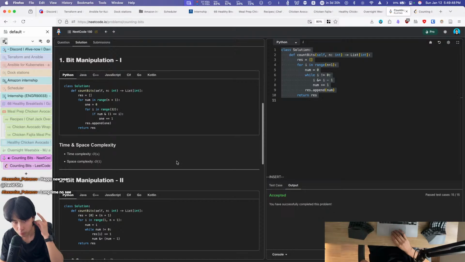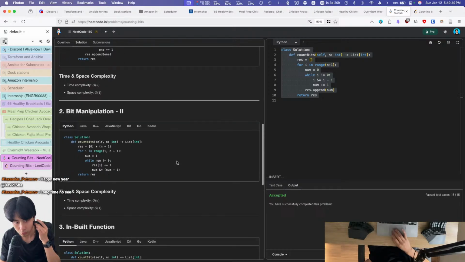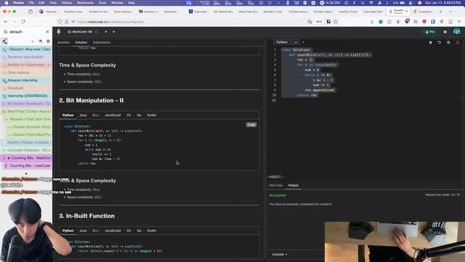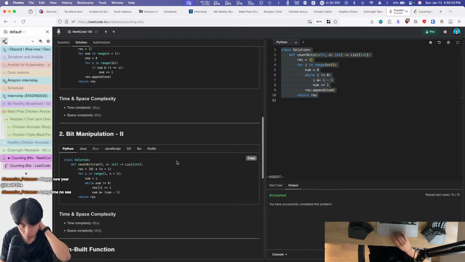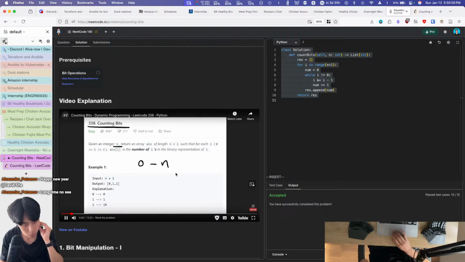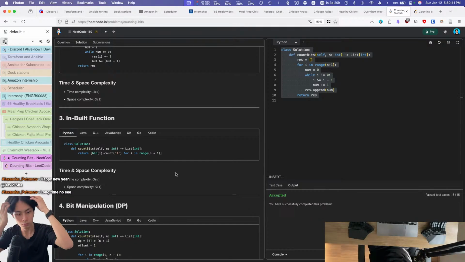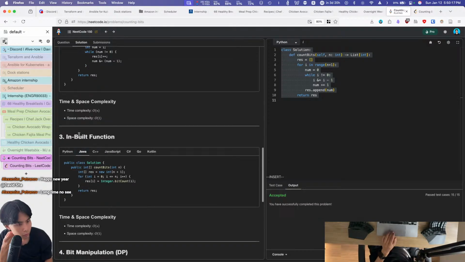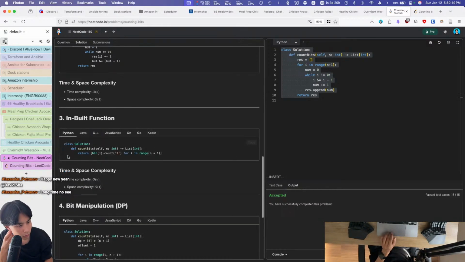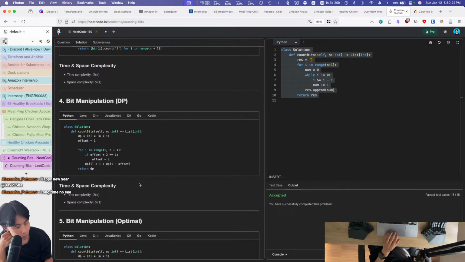So the statement is pretty simple. We're given an integer n, and we want to return an answer array of length n plus 1, basically a value for every integer in the range from 0 all the way up until n. So if n happened to be 0, then we would just return a single integer. If n happened to be 2, then we would return 3 integers for 0, 1, and 2. For each of these values, we want to know what is the number of 1s in the binary representation of this particular integer. Now, what's the binary representation of 0? It's, of course, just 0, right?